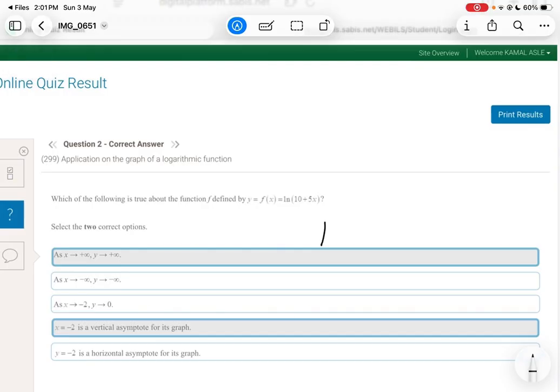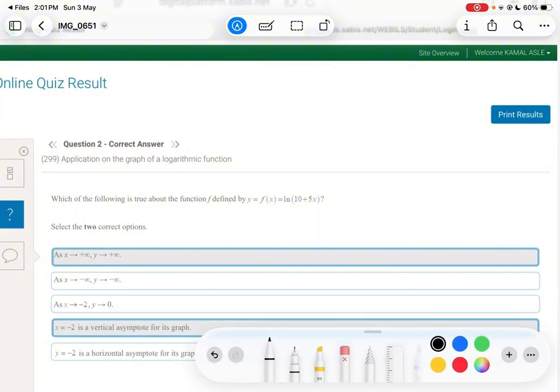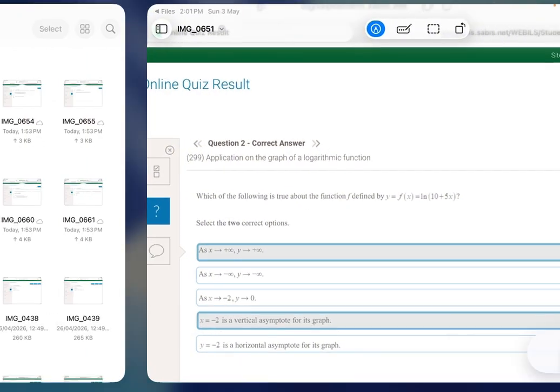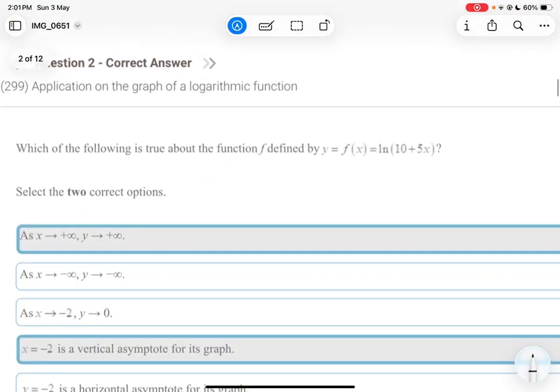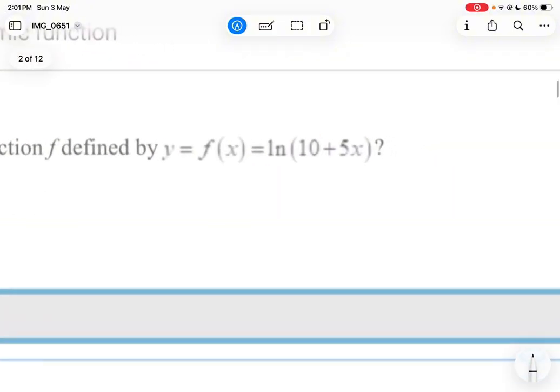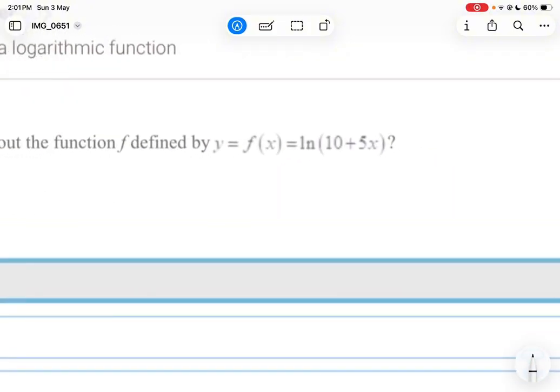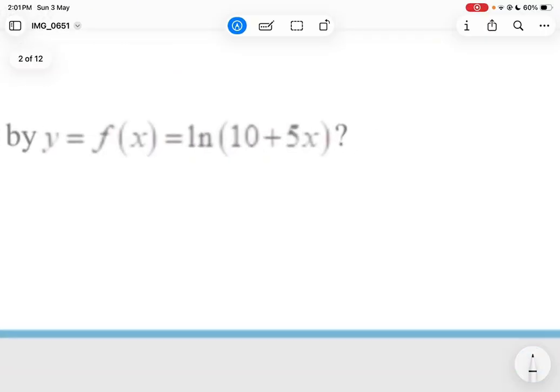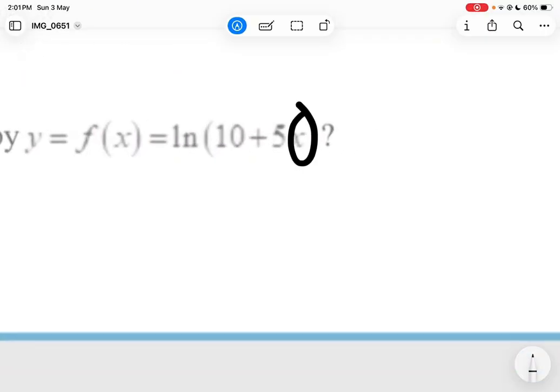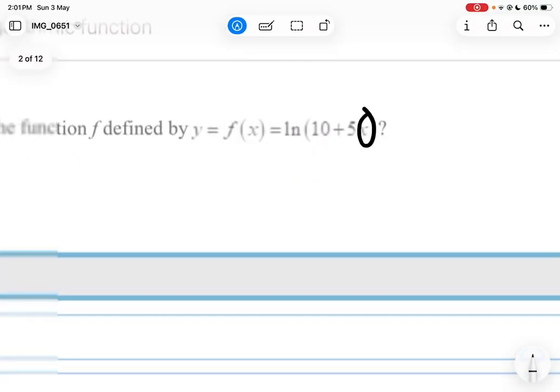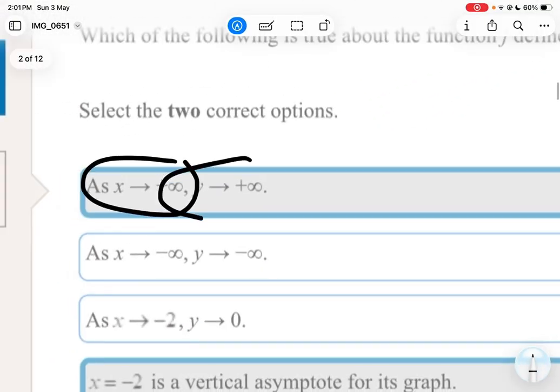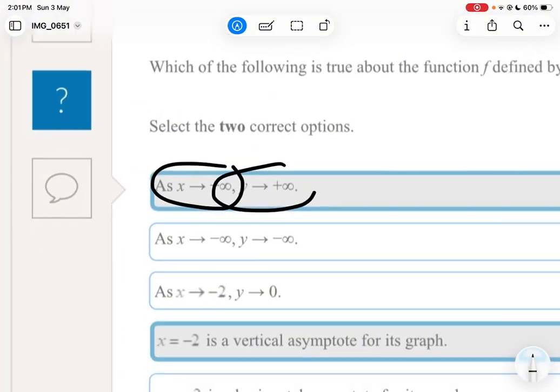Question number 2: which of the following is true about the function f defined by y equals f of x equals ln of (10 plus 5x)? Here they want us to find, if x is going to plus infinity, what would y be? If you replace x by plus infinity, 10 plus 5 times infinity is still plus infinity. So when x approaches plus infinity, y also approaches plus infinity.